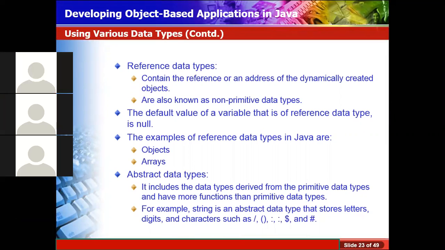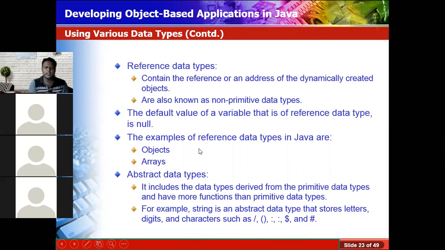Examples are object and array. So it is a reference data type. It doesn't contain the value of its own. It contains the address where your value is stored. In an array we store by reference, with 0 index, 1 index, 2 index, 3 index. So reference type is also like that.